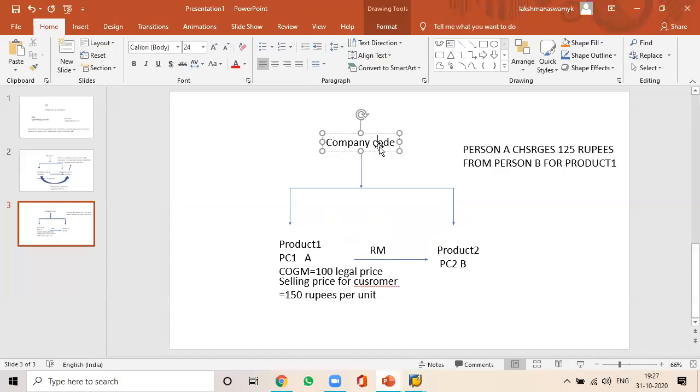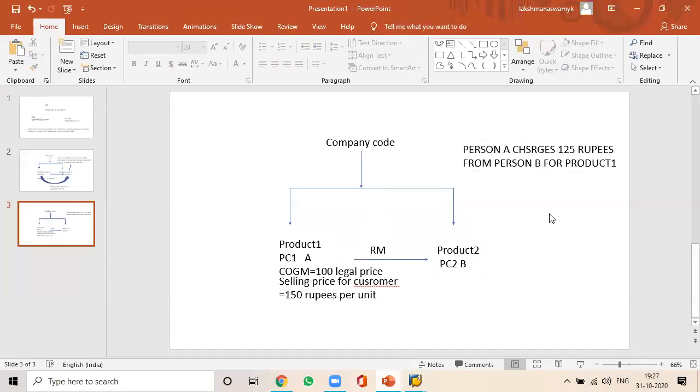So in the product one, profit center one, the finished goods inventory is valuated at 100 rupees per unit, and in the product two, profit center two, the inventory of product one, which is used as a raw material, is valuated at 125 rupees. This is the individual profit center valuation. This is called profit center valuation.